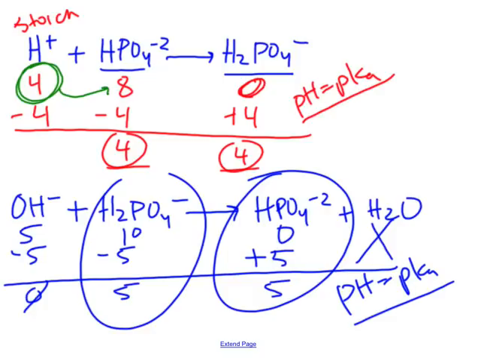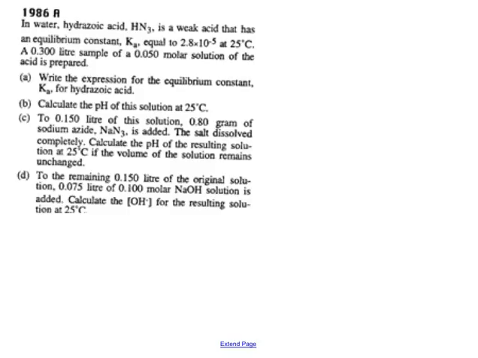And if you have questions about that, you can come ask me. Let's move on to the next problem. In water, hydrazoic acid, HN3, be careful, that is not ammonia, is a weak acid that has a Ka equal to 2.8 times 10 to the negative fifth. A 0.3 liter sample of 0.05 molar solution of the acid is prepared.